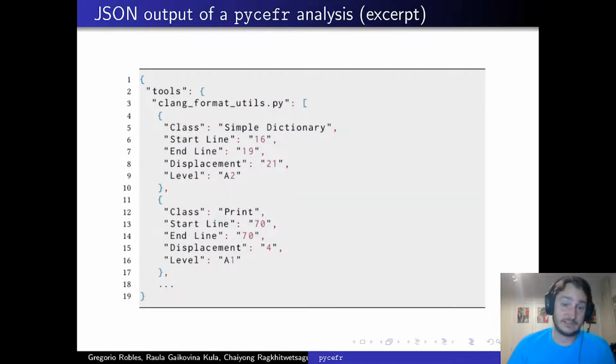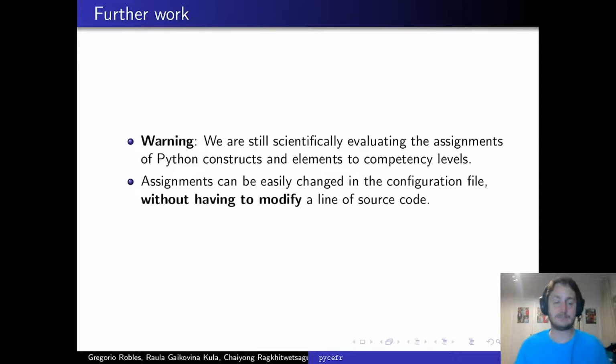Of course, you can get the results in a JSON output with much further detail. So for instance, here you can see the Python file, and that there is a simple dictionary which has level A2 starting at line 16 and ending at line 19. As with this, for any other Python element in the code, you can process it and do further analysis.